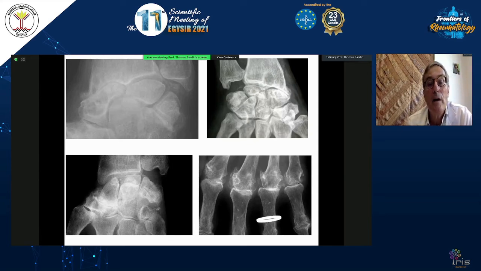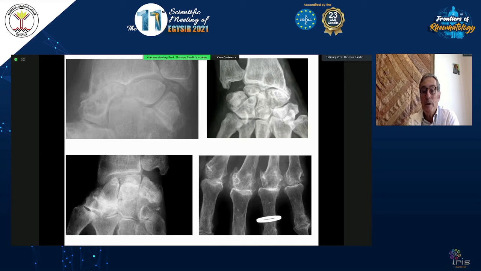This is an example of this radiocarpal OA with some incrustation of the scaphoid into the radius, slack wrist, very severe STT arthritis without trapeziometacarpal arthritis, and these MCP OA, which are rare in the regular form of OA.